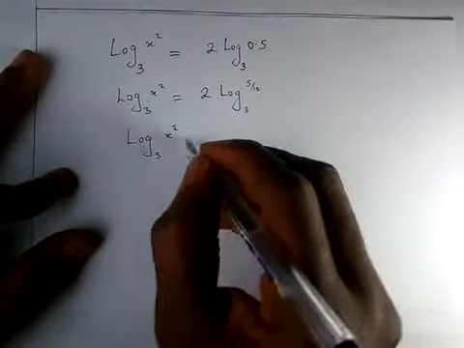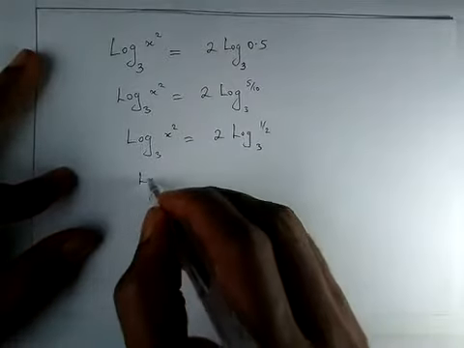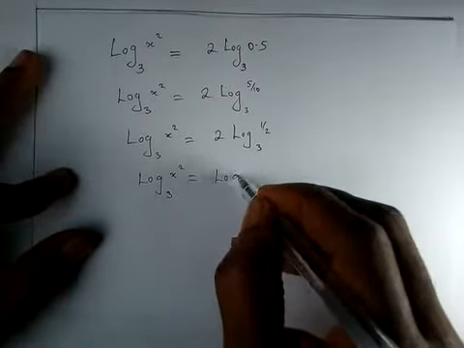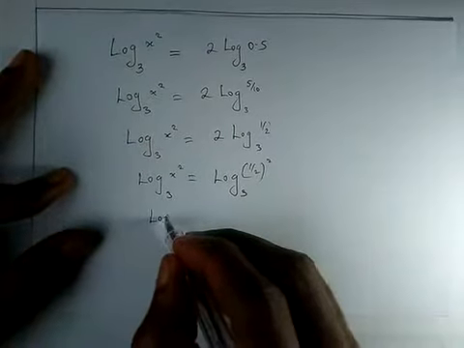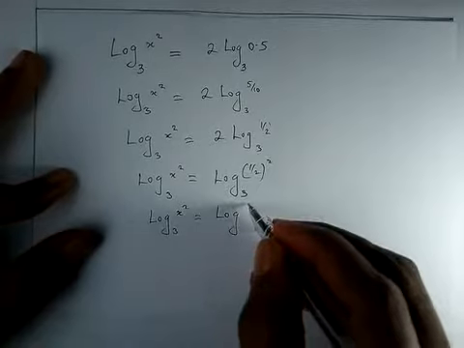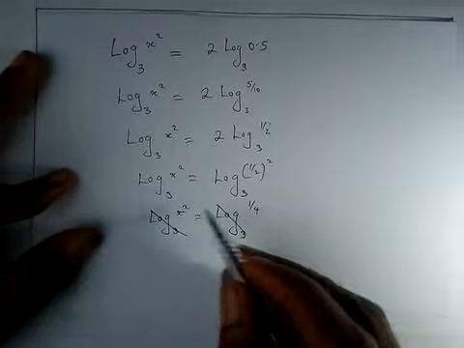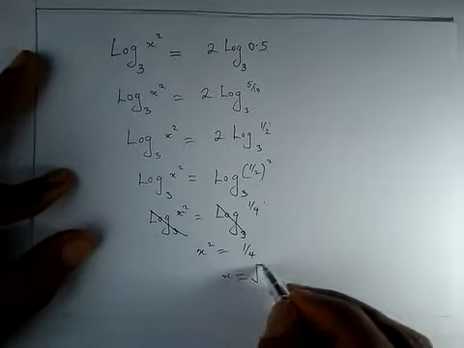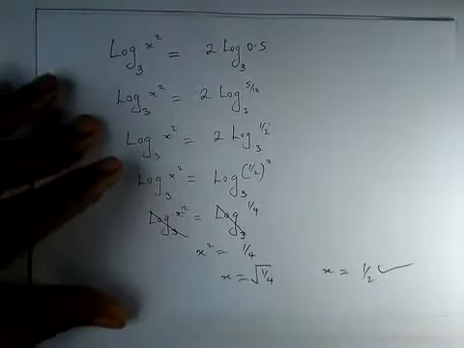Log x squared to base 3 is equal to 2 log 1 over 2 to base 3. Log x squared to base 3 is equal to log 1 over 2 raised to power 2 to base 3. Log x squared to base 3 is equal to log 1 over 2 squared, which is 1 over 4, to base 3. By comparison, this should be this. X squared is equal to 1 over 4, meaning that x is square root of 1 over 4, meaning that x is 1 over 2. Okay.